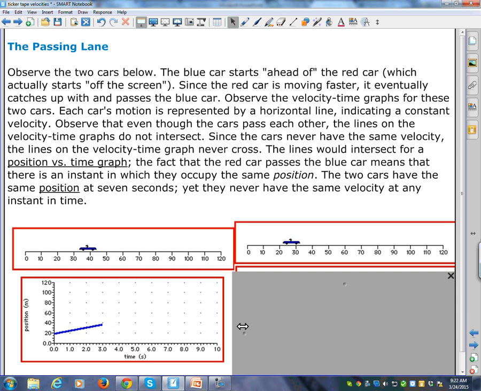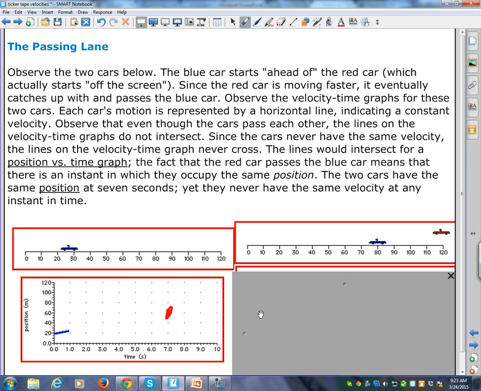Can you tell me from that graph at what time the red car passes the blue car? How do you know? Yeah, exactly. They intersect right here at 7 seconds, right? They are in the same position at that time. Well done, whoever said that. 7 seconds.